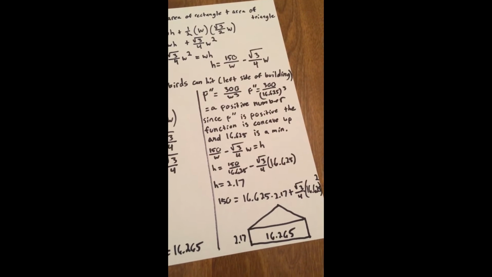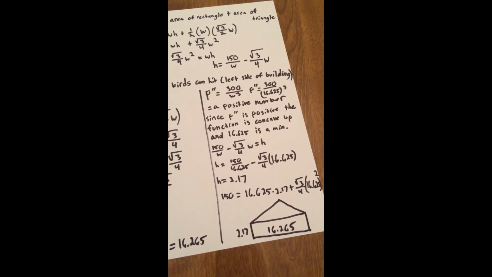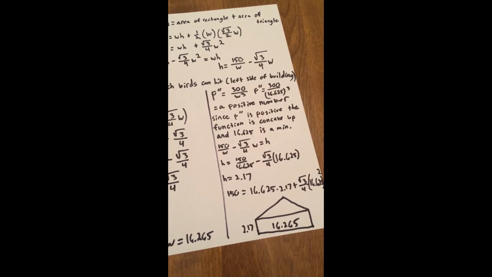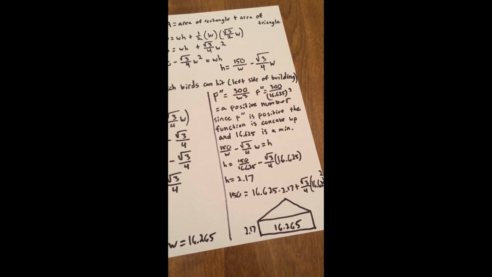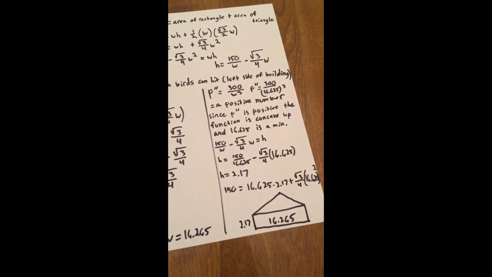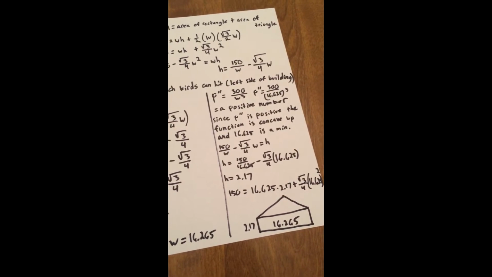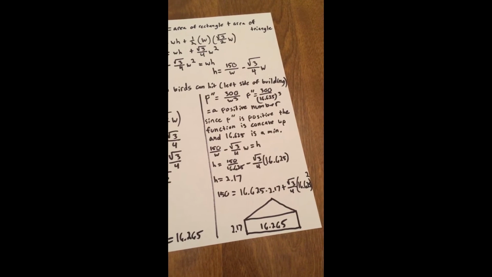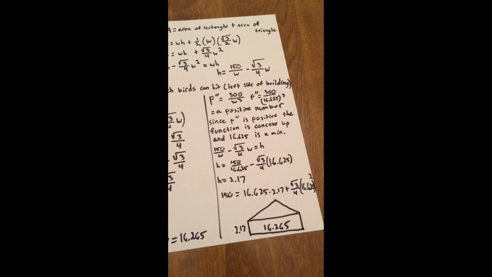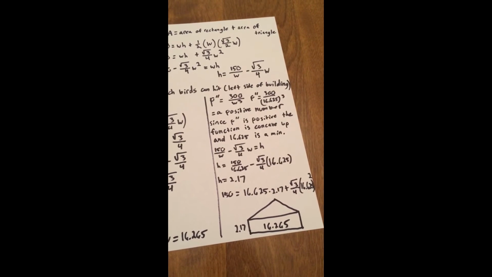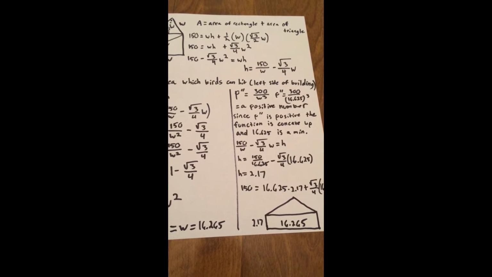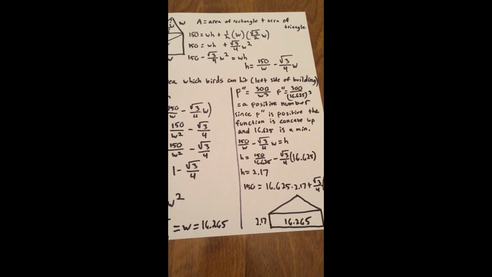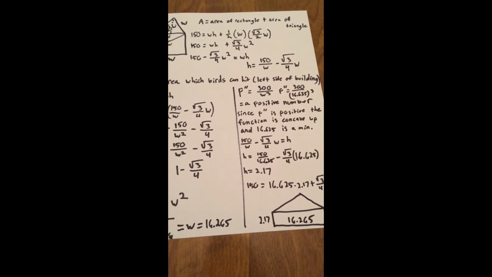We then solve for H. 150 over W minus square root of 3 over 4 W equals H. H is 150 over 16.265 minus square root of 3 over 4 times 16.265, after we plugged in W. H then equals 2.17. Then, to make sure that these numbers are correct, we set it all equal to 150, and we find that this does in fact equal 150. Now, this might seem like weird dimensions for a house. I mean, it's a height of 2.17 and a width of 16.265.